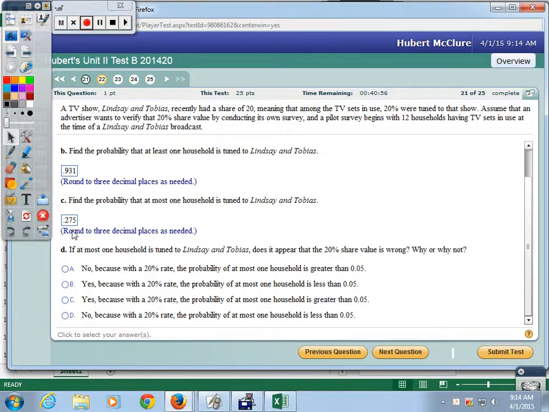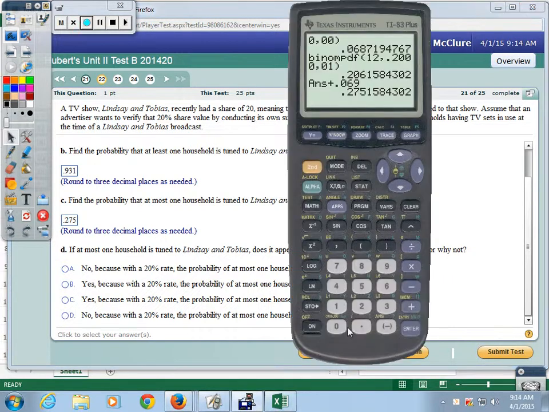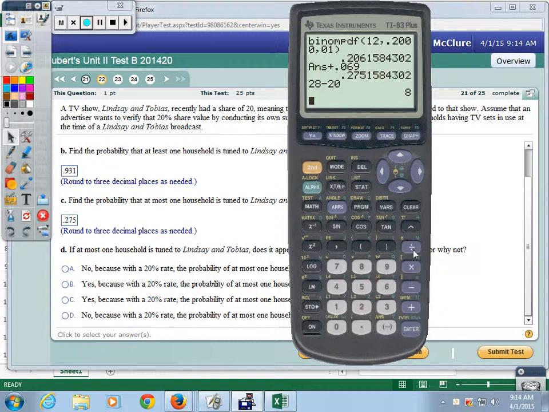Well, if that's true, then it'd be 28 minus 20 over, new minus old over old. So that'd be 28 minus 20, divided by 20. If somebody does that, I'll do it. 28 minus 20, enter, divided by 20. I get 0.4, which is 40 cents.